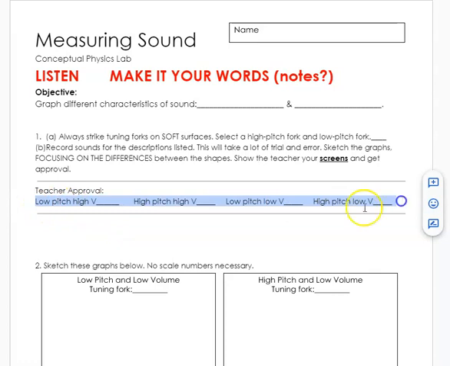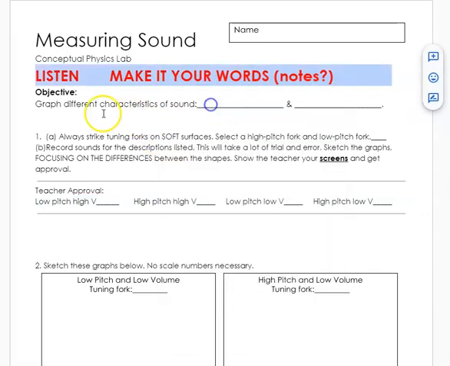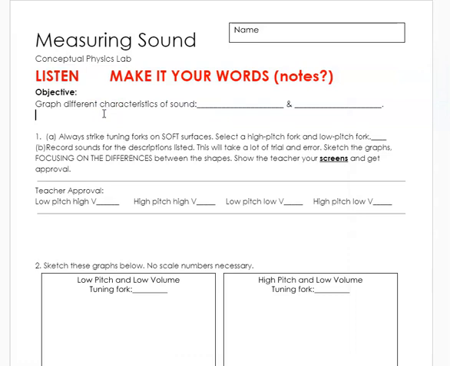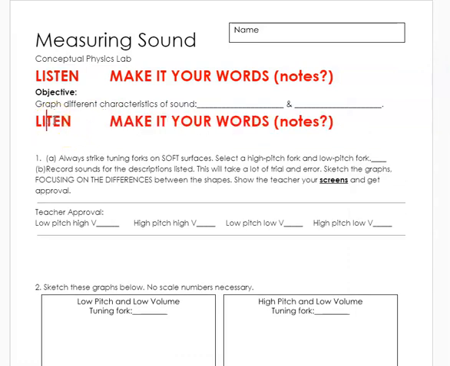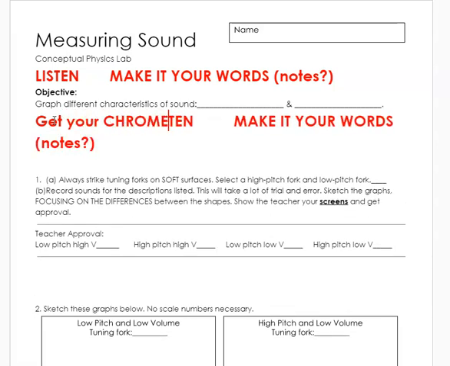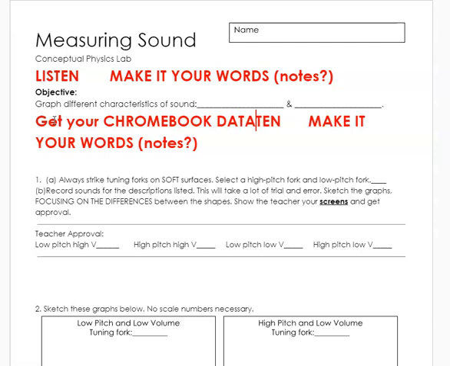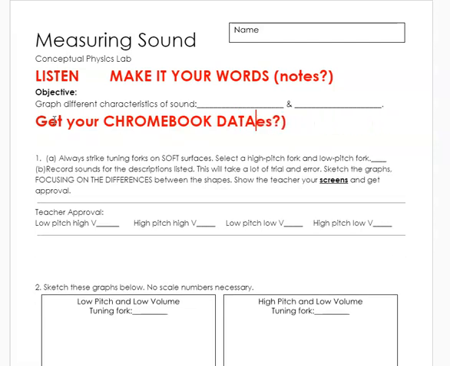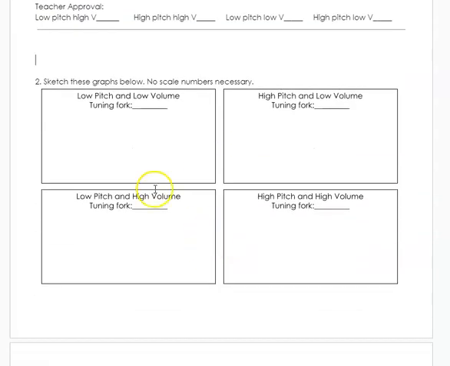These require the teacher to have checked off on your work. I can check that later. So what you're going to want to do is pull up your data, and you're going to want to look at your graphs. Some of this you can just use logic. So you need to get your Chromebook data. And worst case scenario, you show me later and I mark off, yep, you did in fact get a high pitch, high volume sound.